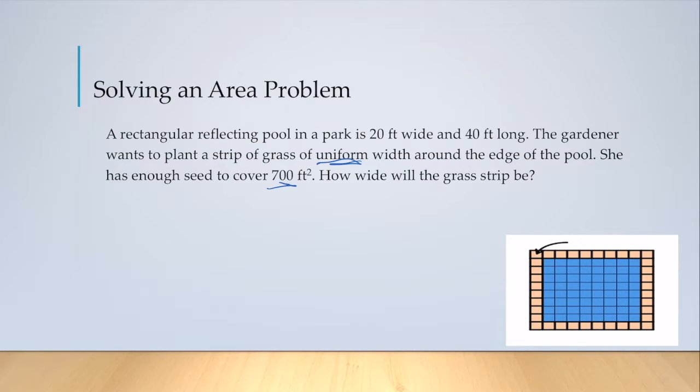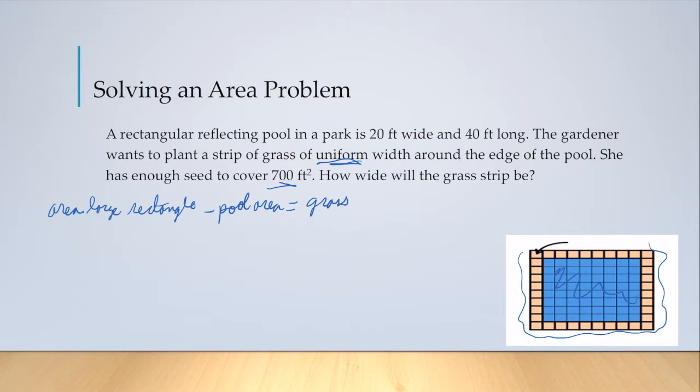So I know that the area of this large rectangle minus the pool would equal the area of grass. So the area of my large rectangle minus the pool area equals the area of the grass, which is 700 feet squared.